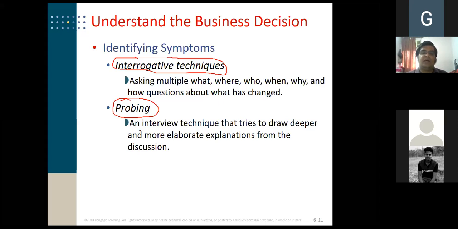Probing. And what is probing? It's an interview technique that, look here, tries to draw deeper and more elaborate explanations from the discussion. Probing, asking various reasons why it happened, in which department it happened, previously what was going on, right? And so on.